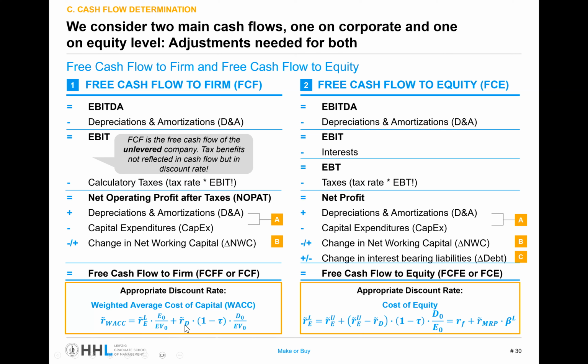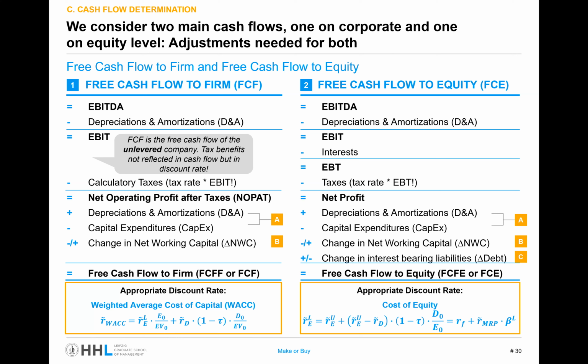And then we have RD. That's exactly the same thing from the perspective of the debt investors. Okay, so we have basically cost of equity and cost of debt. And for both of them, we simply have their weights. So E0 is the amount of invested equity in year 0. D0 is the amount of invested debt in year 0. And EV0 is the sum of the two, E0 plus D0.